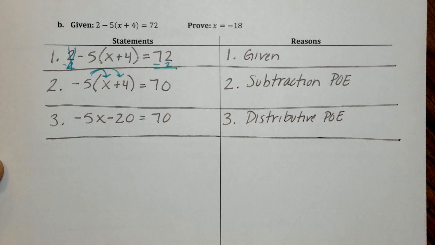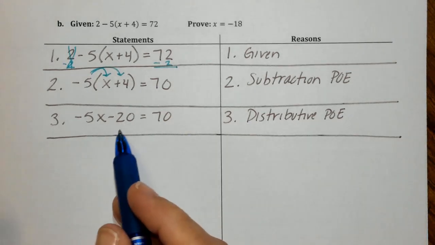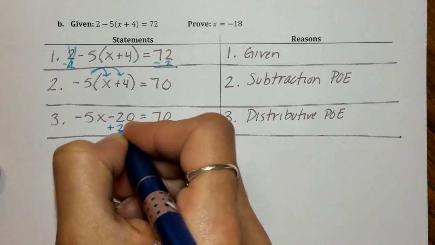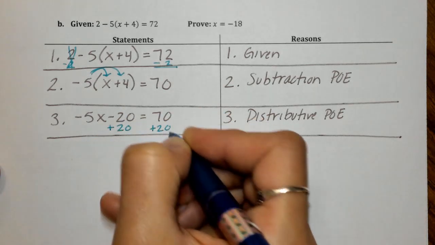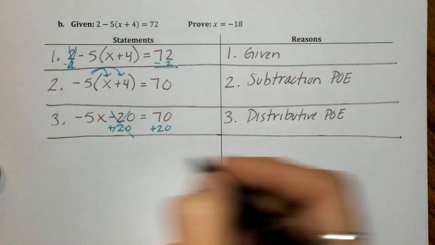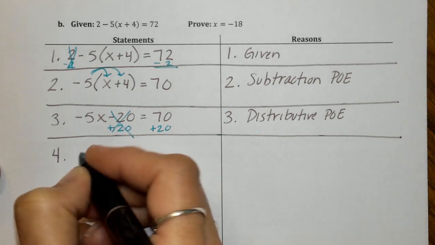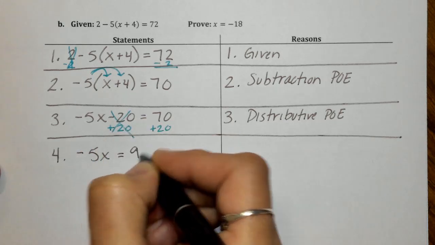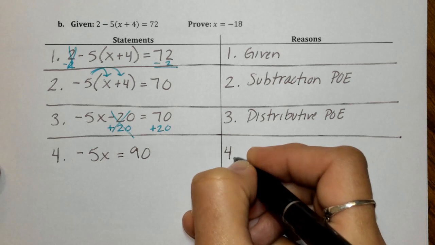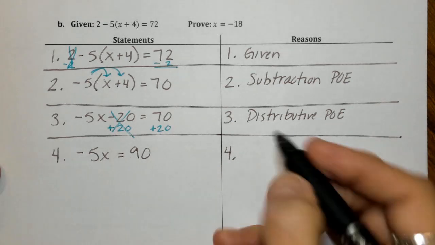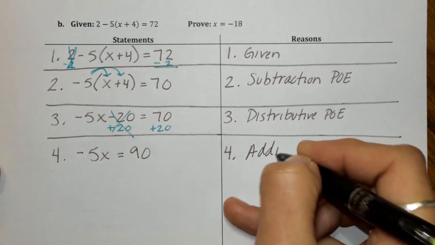Next step. We don't have variables on both sides. We do have constants. I need to get rid of this 20. How am I going to do it? The opposite operation. I'm going to add 20 to both sides. So now we have a negative 5x. The 20 is gone. Equals 90. Why did I write negative 5x equals 90? What did I do? I added 20, so addition.